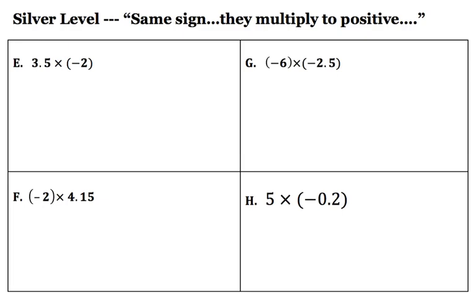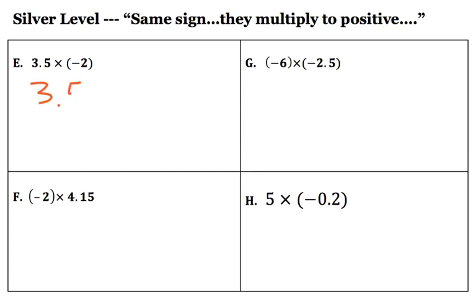But moving on to the silver level, we have 3.5 times -2. The same rules that work with integers work with decimals with negatives. Since the factors have different signs, I know my product is going to be negative. But let me just line things up.